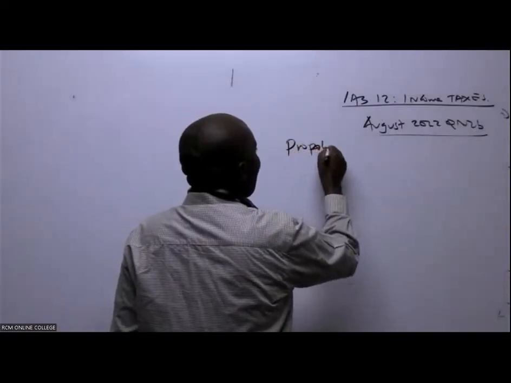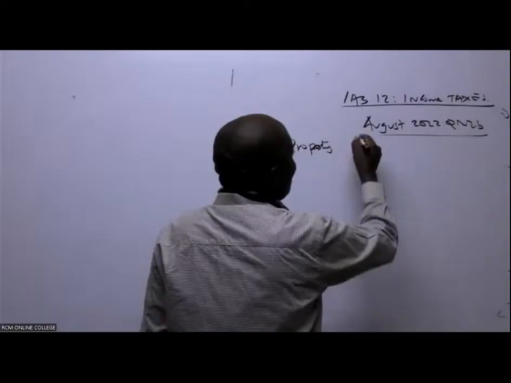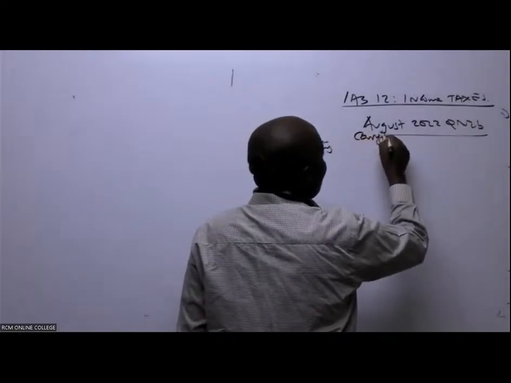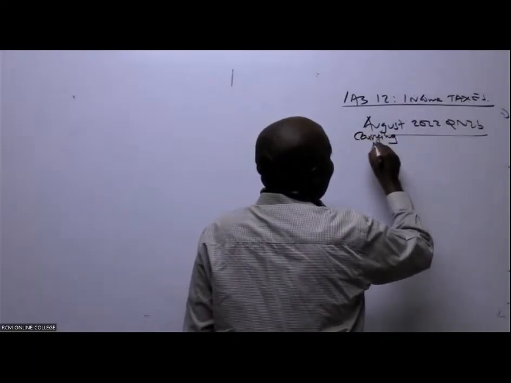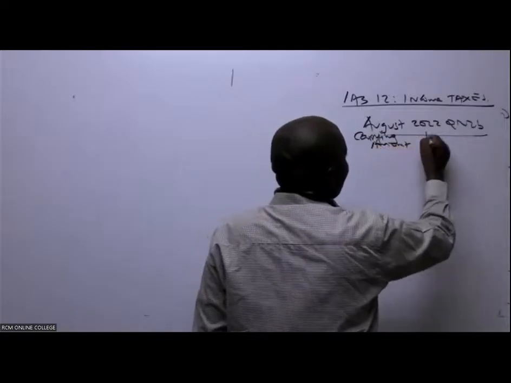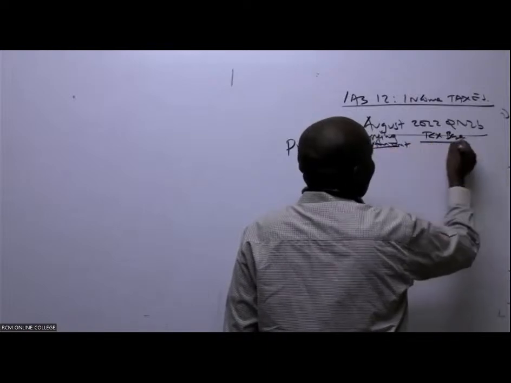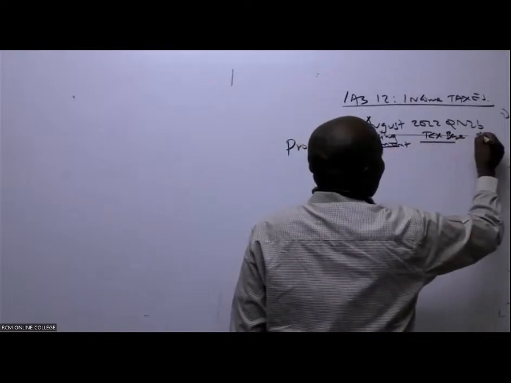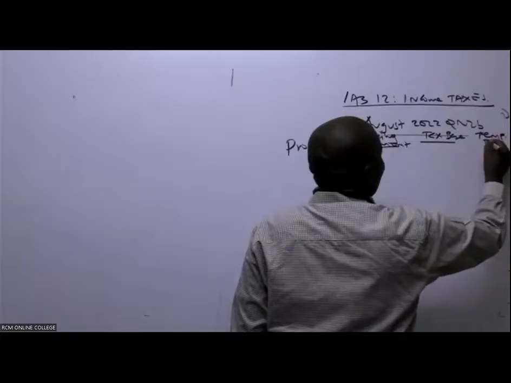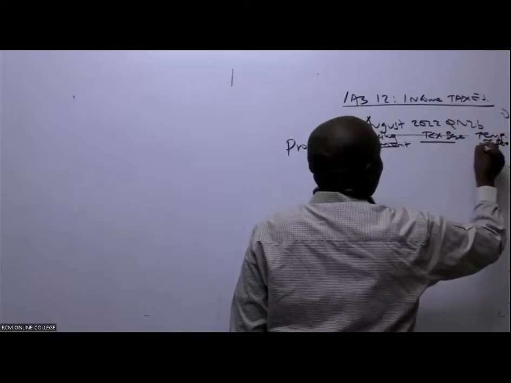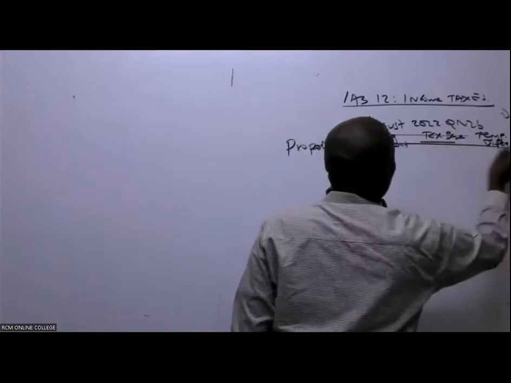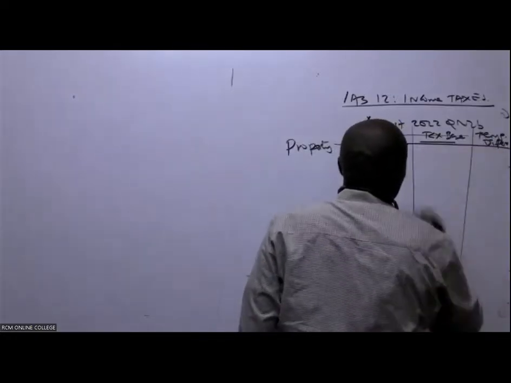So this property, we are only interested in two things. What is its carrying amount? And what is its tax base? And once you give me these two, then straight away, I will be able to give you what we call the temporary difference. Once you give me those two, I'll be able to give you the temporary difference like that.